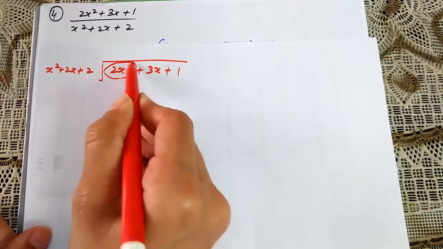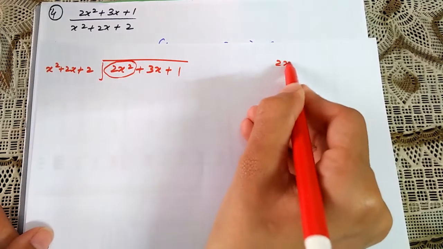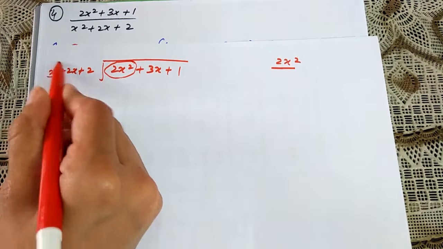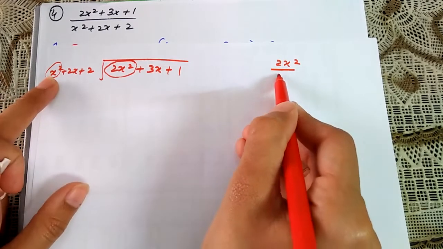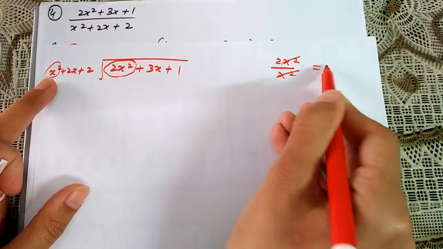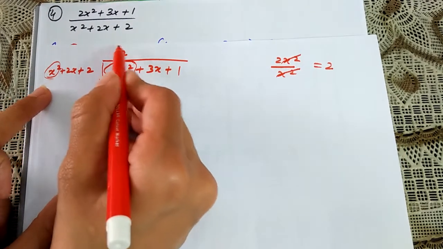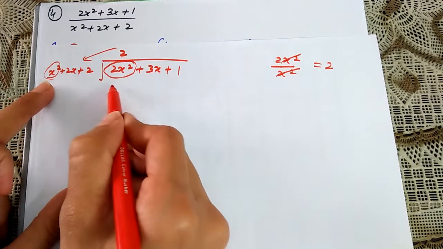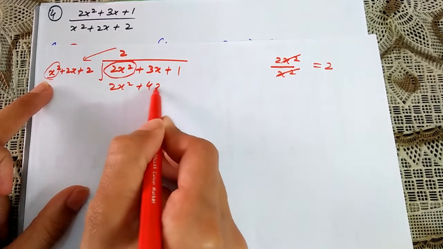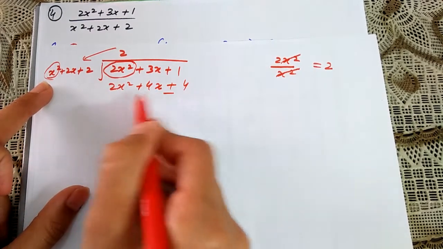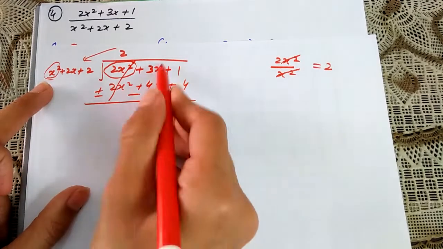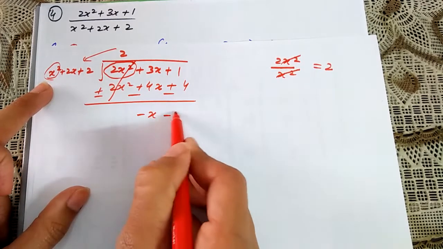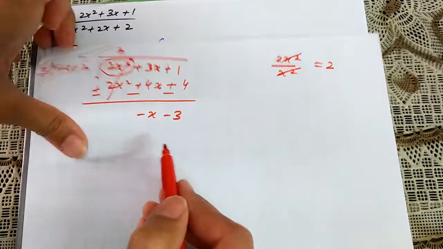Denominator will be written outside like this and the numerator will be written inside like this. Now consider the highest power first element and divide it with the highest power of the outer one. So after cancellation we got 2. So just write 2 here and multiply 2 with this whole thing. I will get 2x square plus 4x plus 4. Subtract it by changing the signs. It will be cancelled. I will get minus x minus 3 like this.